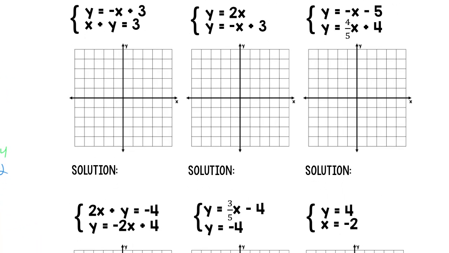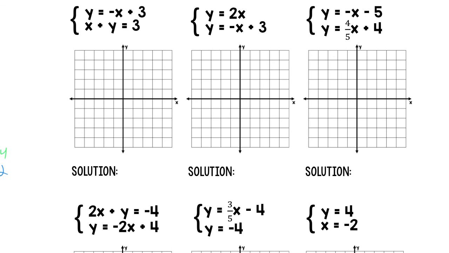So now that you know what the possibilities are, let's do some more practice. We want to graph each system and determine the solution. I will do the first one, and then you're going to be in charge of recreating those on your own. Okay, so we have y equals negative x plus 3. It's our first equation. You go up 3, and then the slope's -1. So down 1, right 1, down 1, right 1.